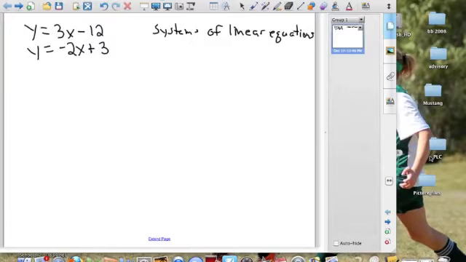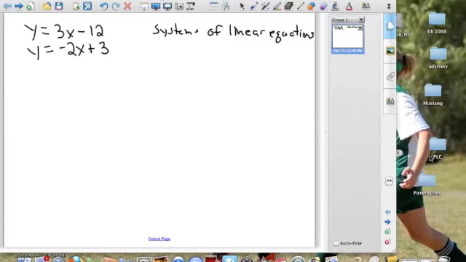Linear equations. A system of linear equations is two linear equations, and you will find an answer that fits into both of them. We're going to use this in a lot of practical situations, such as supply and demand in the business world. You could also look at your profits versus your expenses. So there are a lot of different ways to look at systems in the real world.